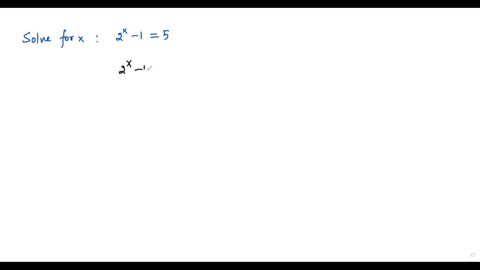Okay, first let me write the given equation as it is. Okay, so I'm adding 1 to both sides. When I do so, -1 and positive 1 will cancel out. I get 2 to the x power equals 6. Okay, now we have to solve for the variable that is at the exponent.